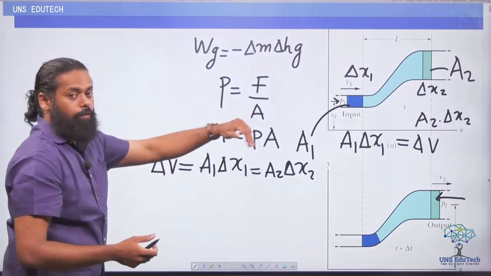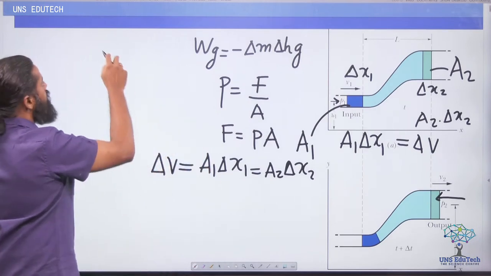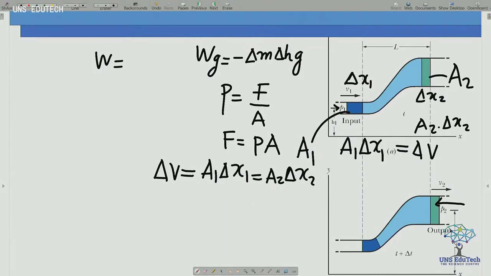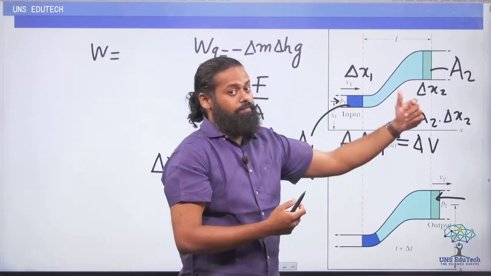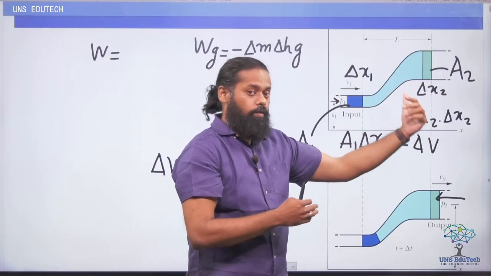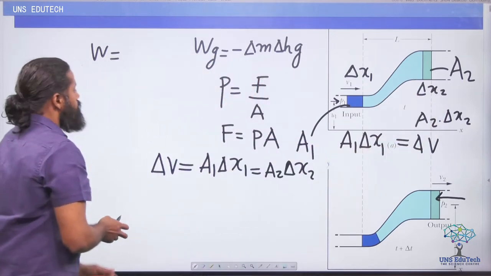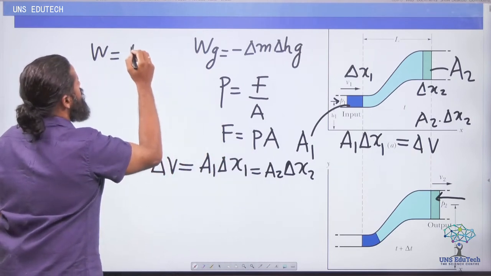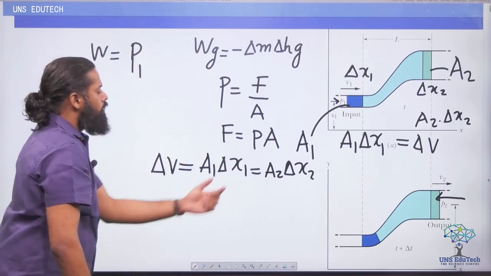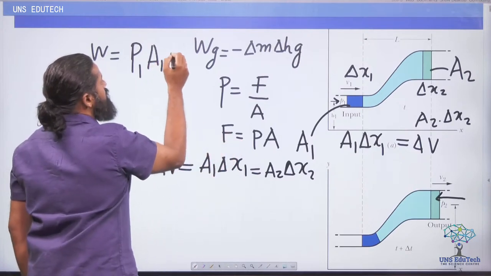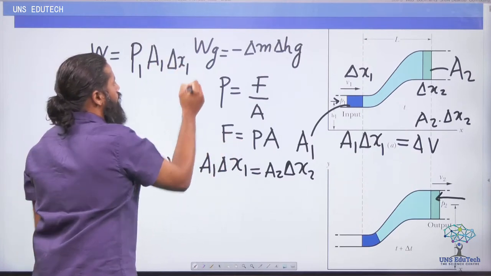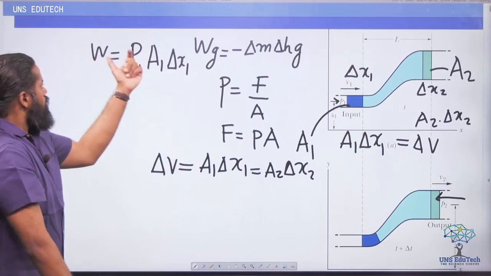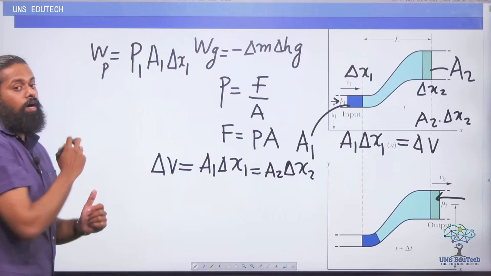So, now we are going to calculate the work done. Work done is nothing but force into displacement. What is force? Force is nothing but pressure into area. So, pressure P1 is acting here and P2 there, because at different locations different pressure will be there. Work done will be equal to force into displacement, so P1 into A1 into displacement delta X1. Listen carefully. We are trying to estimate the work done by pressure.